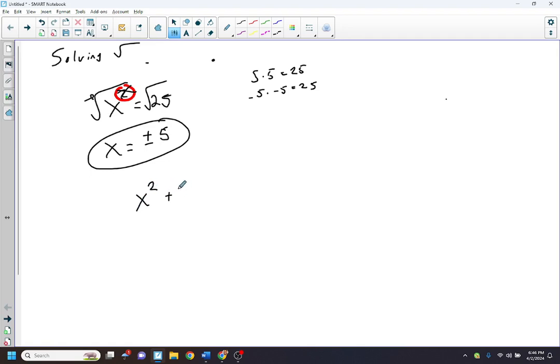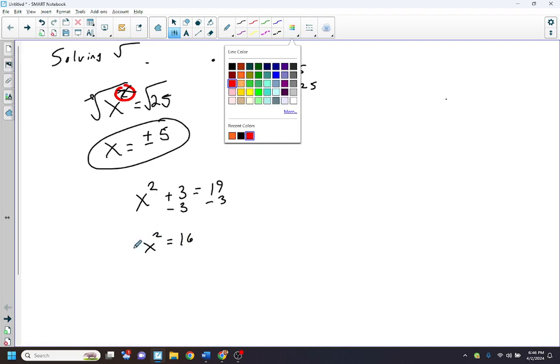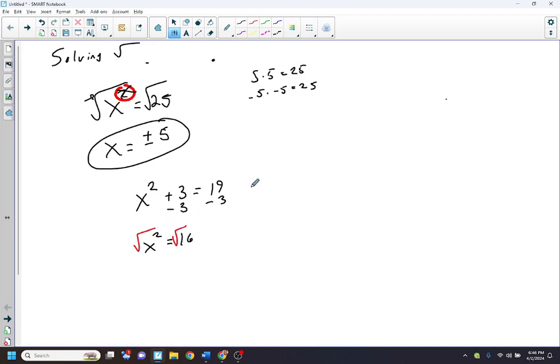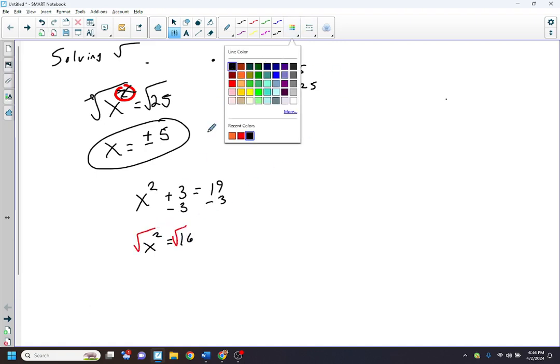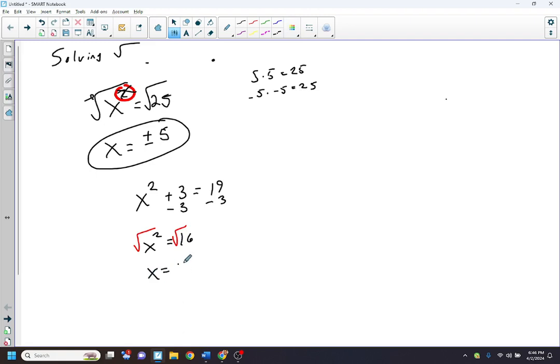But what happens if there's stuff in the way? For example, x squared plus 3 equals 19. You subtract and get x squared by itself. Mainly, when you're dealing with x squared, you're still doing it just like an algebra equation, where you're just getting x squared by itself. You square root at the end, and that's going to be x equals plus or minus 4.